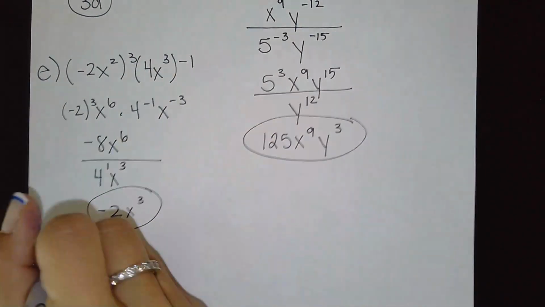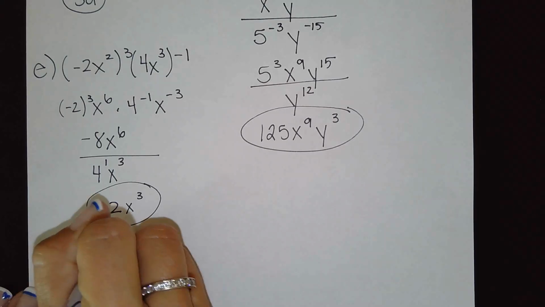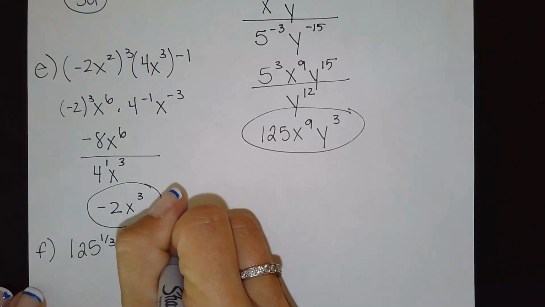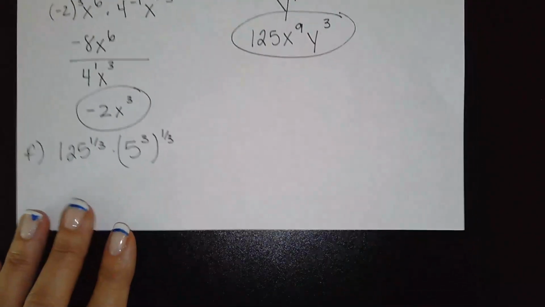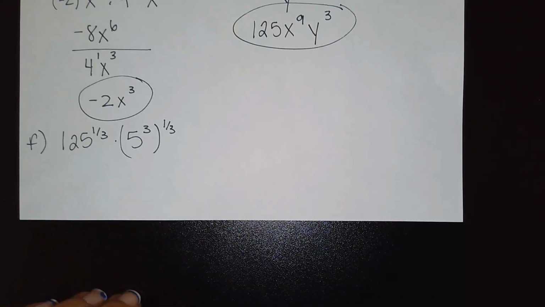So how about, I think we could fit it here. 125 to the 1/3 power times 5 cubed raised to the 1/3 power. Anyone a little panicked about those fractional exponents? Not feeling like that's really delightful? Or are you doing all right? Lots of fraction work in this class, okay? So got to get comfortable.